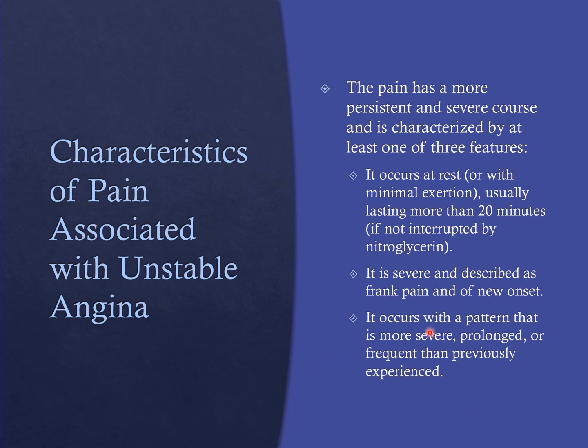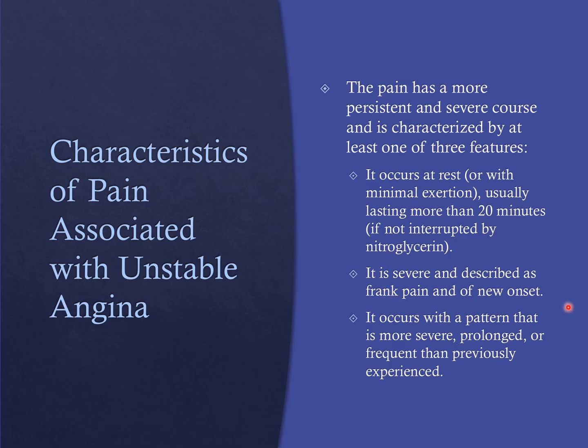So some characteristics of what pain associated with unstable angina looks like. The pain has a more persistent and severe course than stable angina and is characterized by at least one of these three features. These are important to be able to distinguish stable angina versus unstable angina, which is a more serious condition. So unstable angina can occur at rest or with minimal exertion. It usually lasts more than 20 minutes in duration.